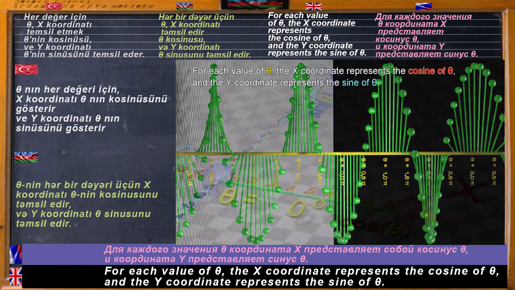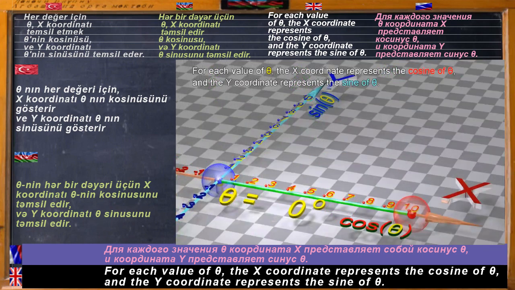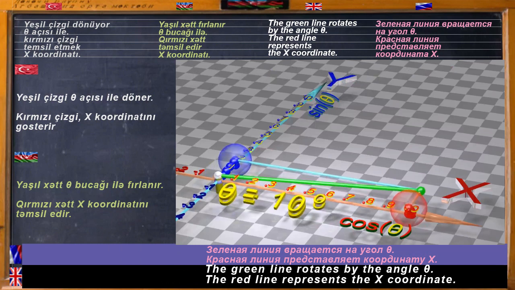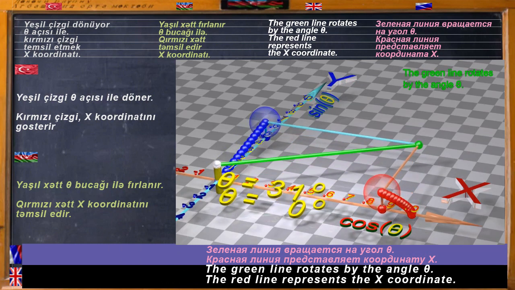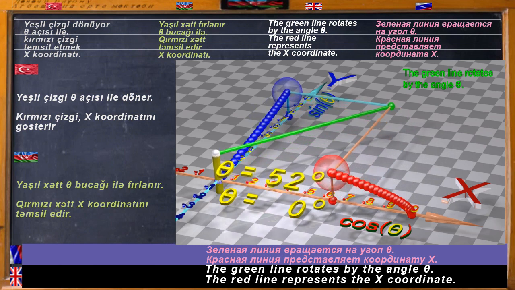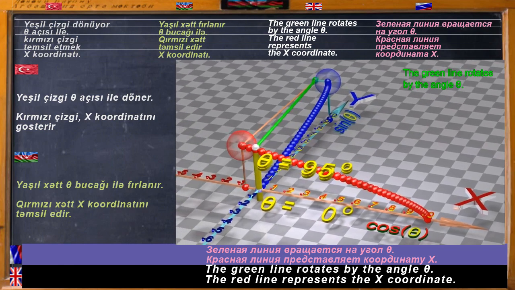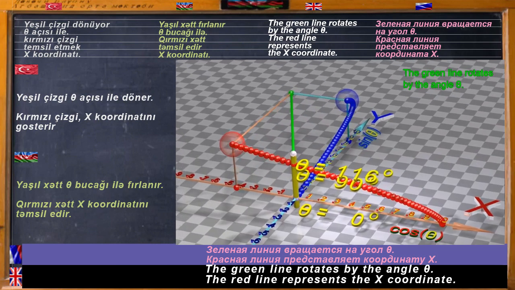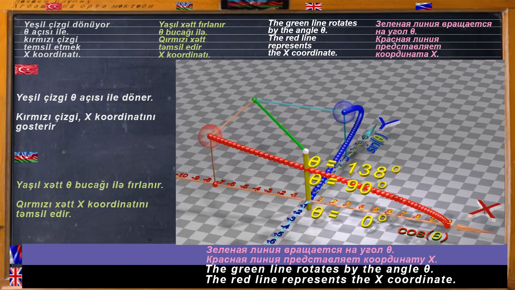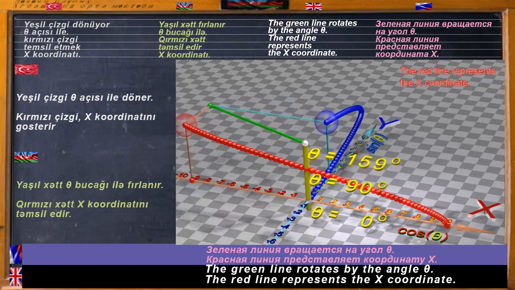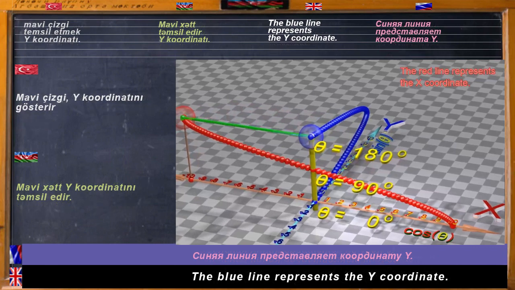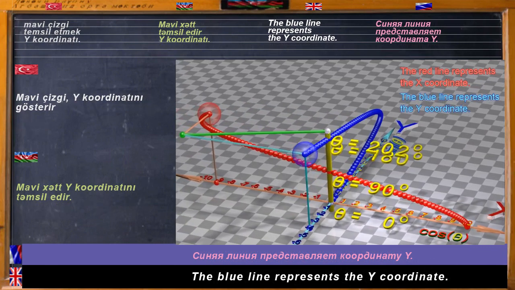For each value of theta, the x-coordinate represents the cosine of theta, and the y-coordinate represents the sine of theta. The green line rotates by the angle theta. The red line represents the x-coordinate. The blue line represents the y-coordinate.